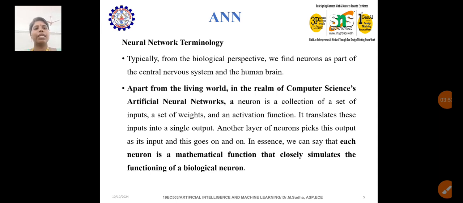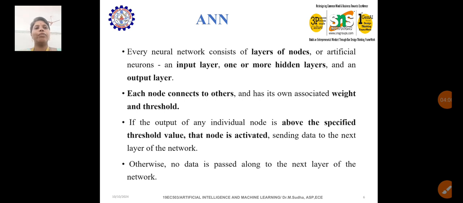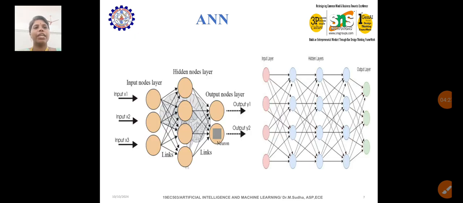In essence, each neuron is a mathematical function that closely simulates the functioning of a biological neuron. Every neural network consists of layers of nodes, artificial neurons: an input layer, one or more hidden layers, and an output layer. Each node connects to another, and it has its own associated weight and threshold. If the output of any individual node is above the specified threshold, then the node is activated, sending data to the next layer of the network. Otherwise, no data is passed along to the next layer of the network.